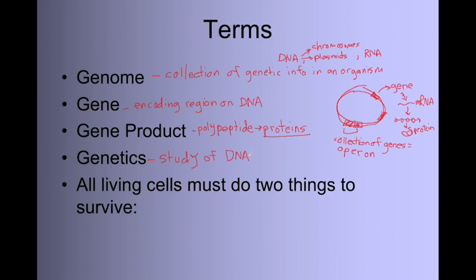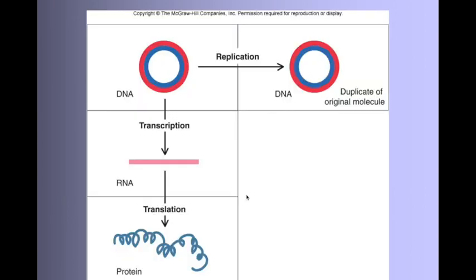What it does, how it works, replication, transcription, etc., right? The study of DNA. And so what is the study of DNA? Well, there are two primary components to studying DNA. That's this part here. All living cells must do two things to survive. These are what we call the basic tenets of genetics.